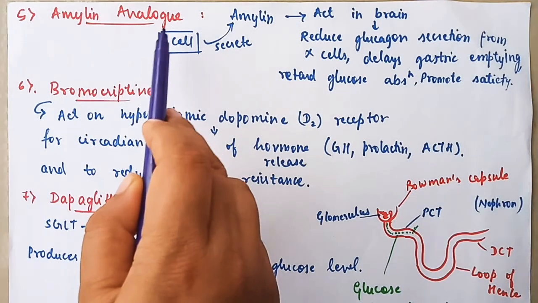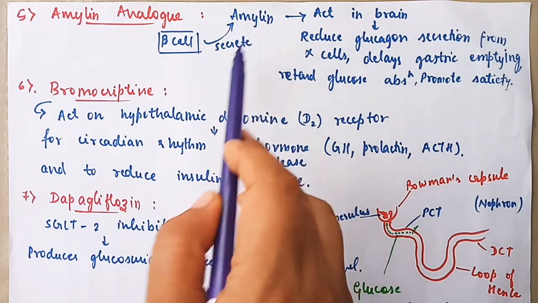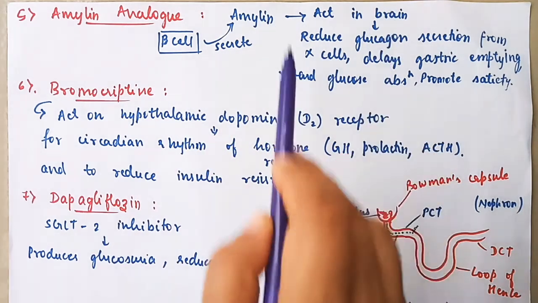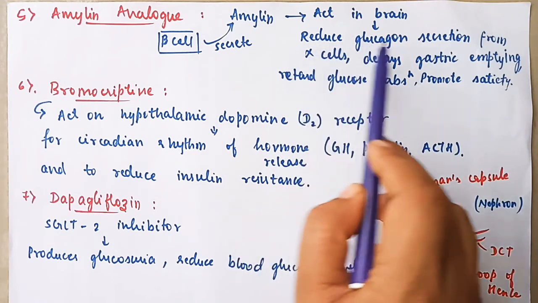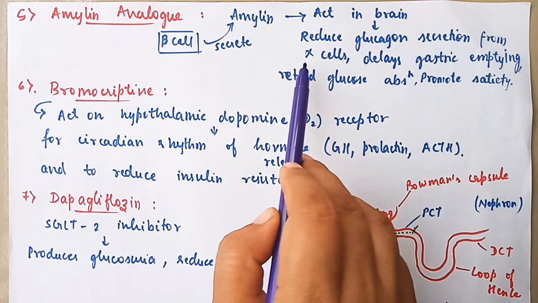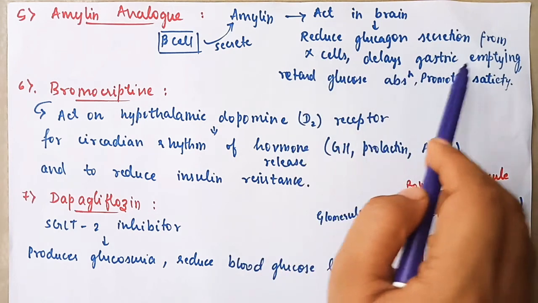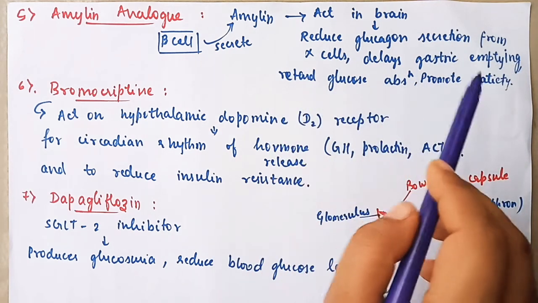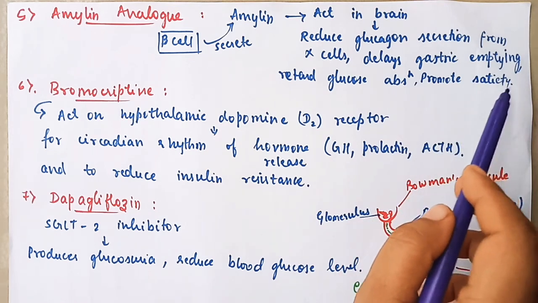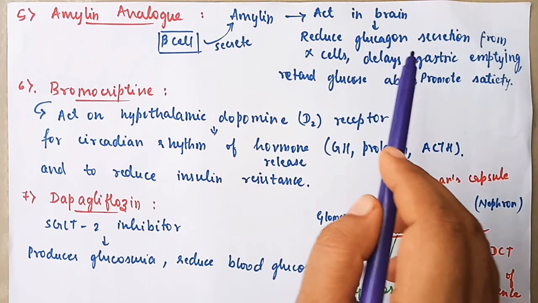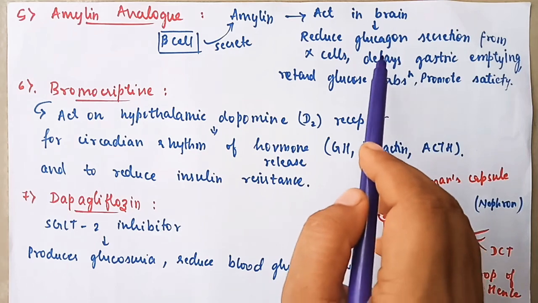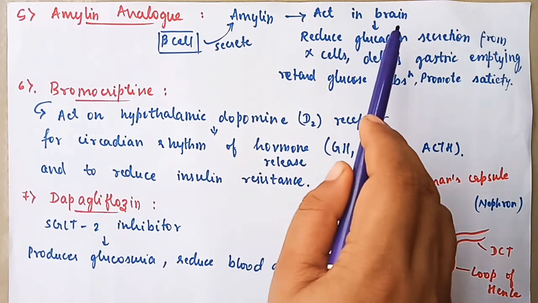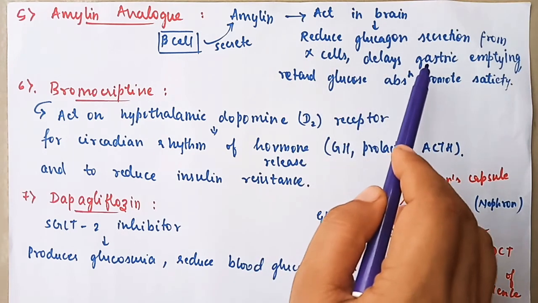Next category is amylin analogs. Amylin is basically secreted by beta cells, and it goes and acts in the brain. It causes a reduction in the release of glucagon from the alpha cells, as well as it delays gastric emptying, retards glucose absorption and promotes satiety. So if glucagon is not present, then the glucose level will also not increase in the body. So when amylin analogs are given, they act through the brain, and all these functions are carried out.